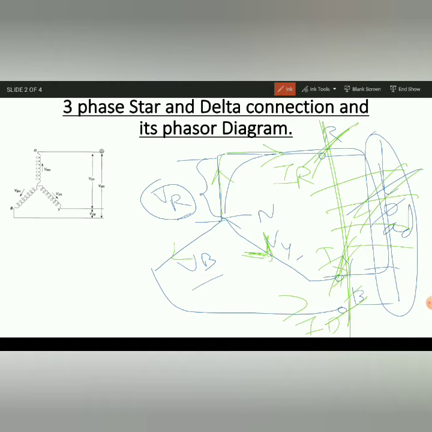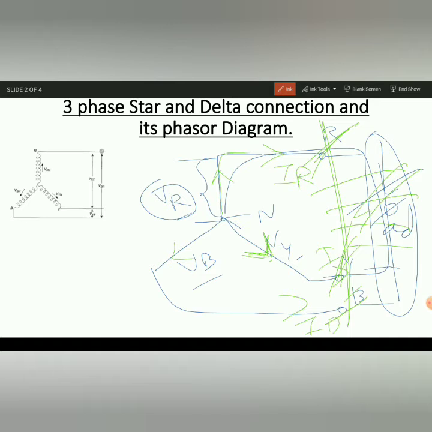When we are talking about a generator supplying a load voltage of 440 volt, it means it is supplying a line voltage only. Unless they write specifically that it is phase, otherwise it is line. They are talking especially about the line voltage only.